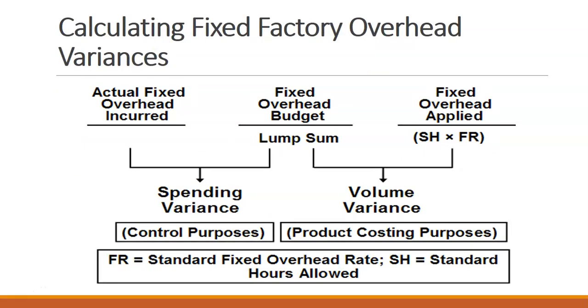We have a spending variance and a volume variance for fixed factory overhead. So the differences between what our actual fixed overhead incurred was, what the fixed overhead budget lump sum was, and then what our fixed overhead applied was. The difference between fixed overhead applied and the fixed overhead budgeted is based almost strictly on the volume of production. So a change in the volume of production. Did we budget to make 1,000 and we actually made 800? And the spending variance is the part that we actually look at for control.